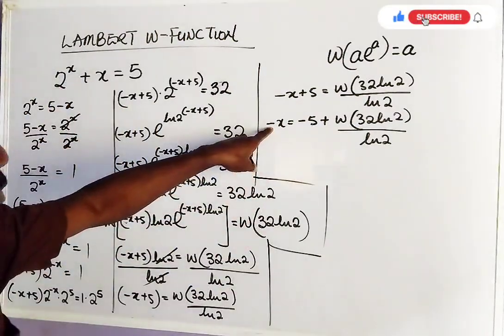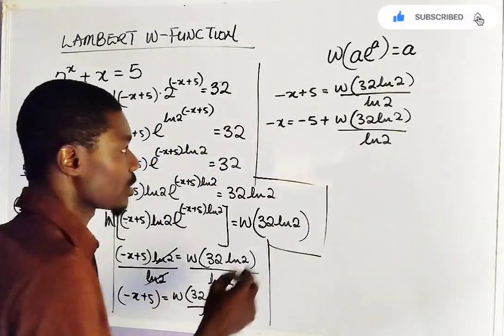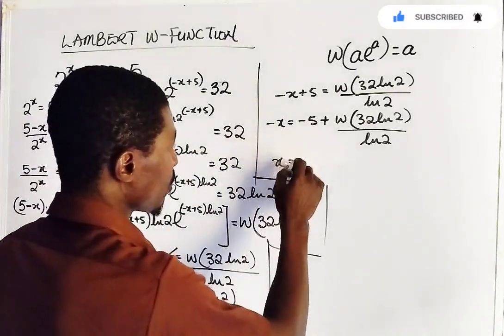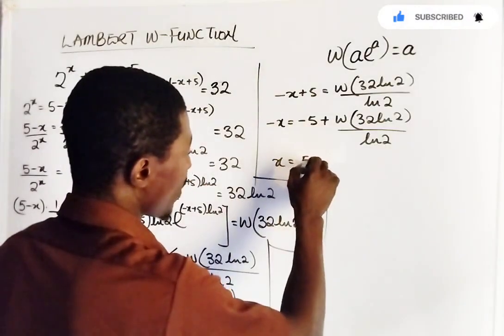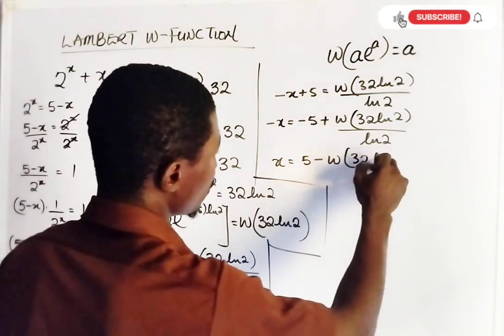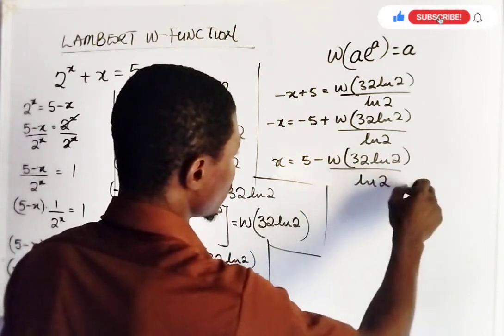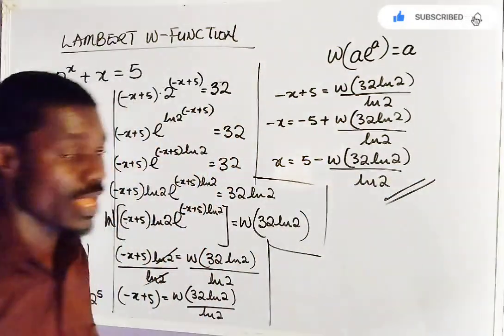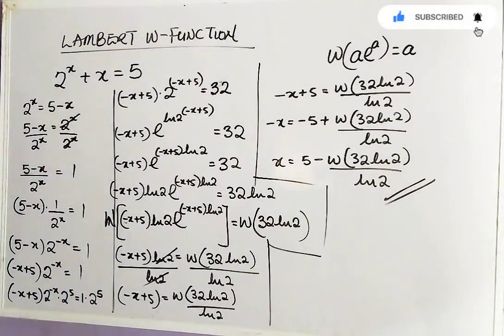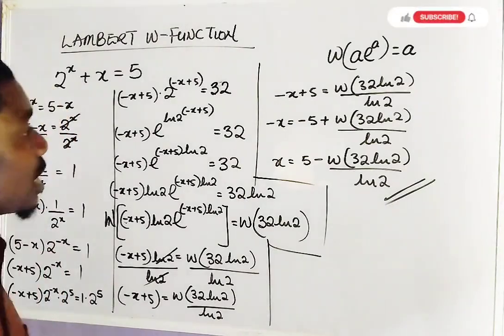Now, to remove this minus sign, let us multiply both sides by minus 1. We end up having x equals 5 minus W of 32 ln 2 all over ln 2. Final answer.